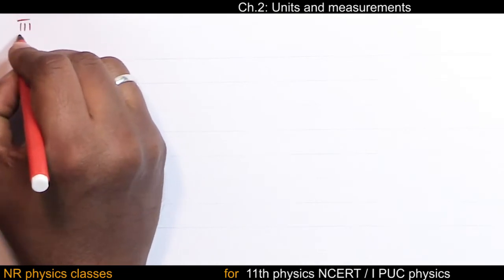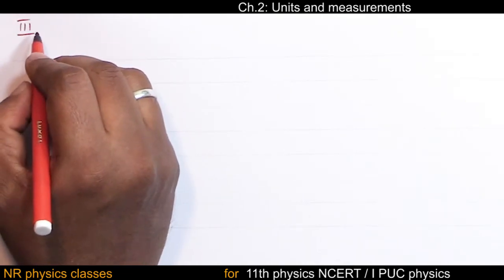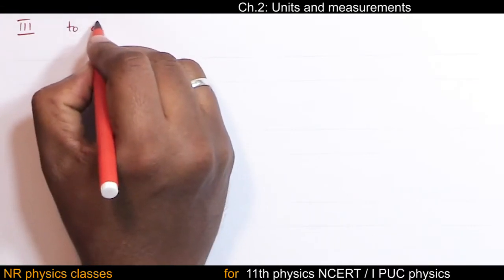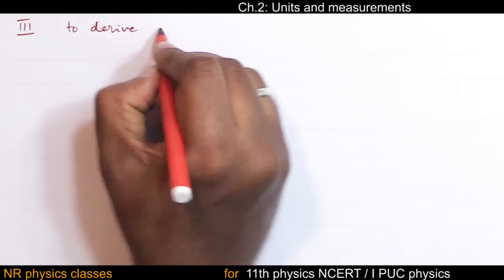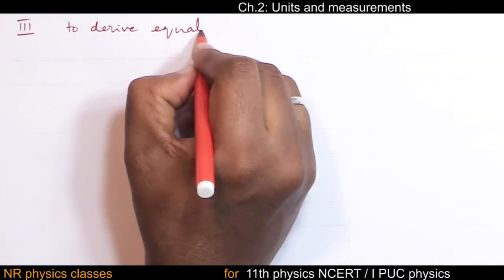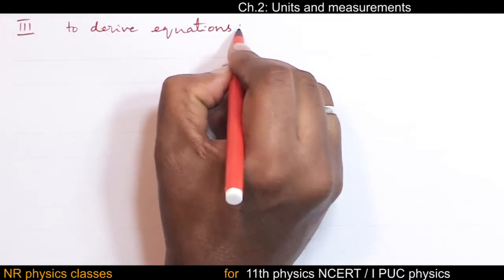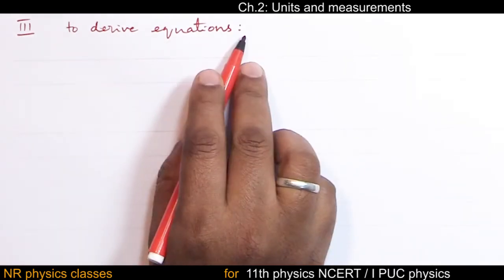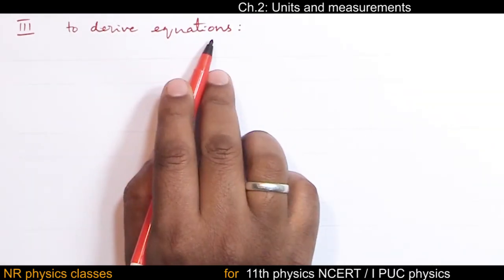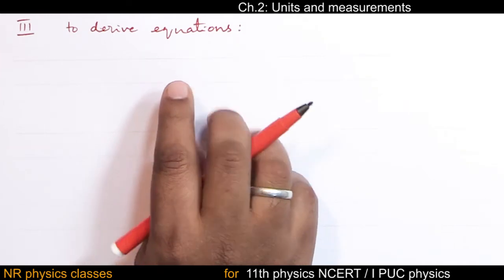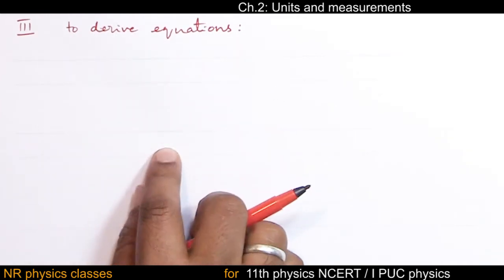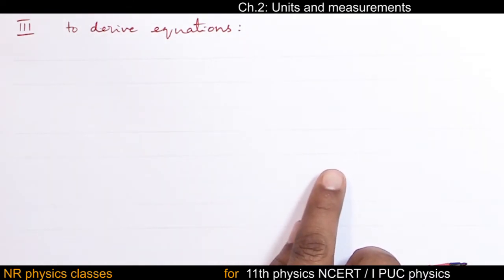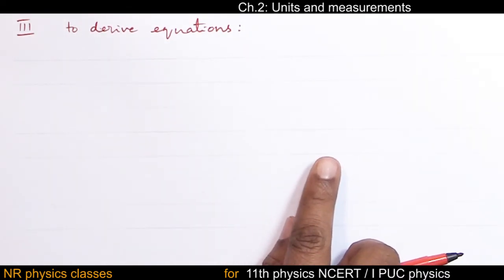Next application of dimensional analysis is to derive equations. We can't derive all equations, only a few equations. So let us derive a few equations, thereby let us conclude the limitations of dimensional analysis.